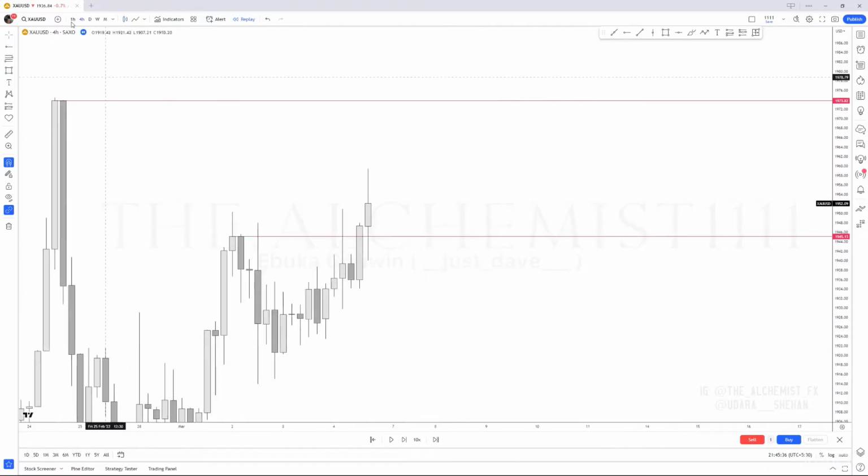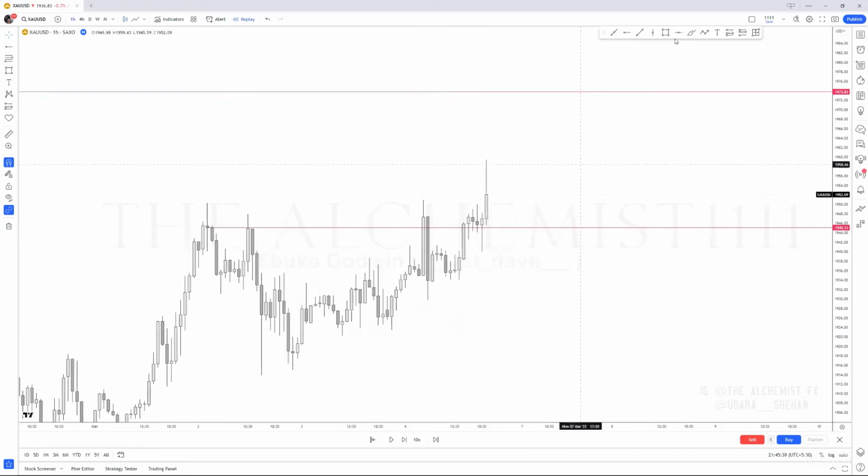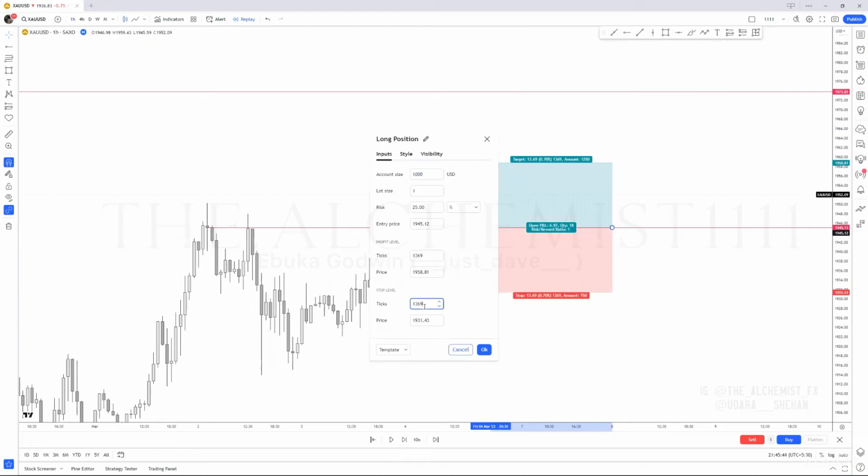Clearly. Delete that. Okay, let's go to H1. I don't want to waste time drawing trend lines. Let's do a buy here. Let's try 25 pips.